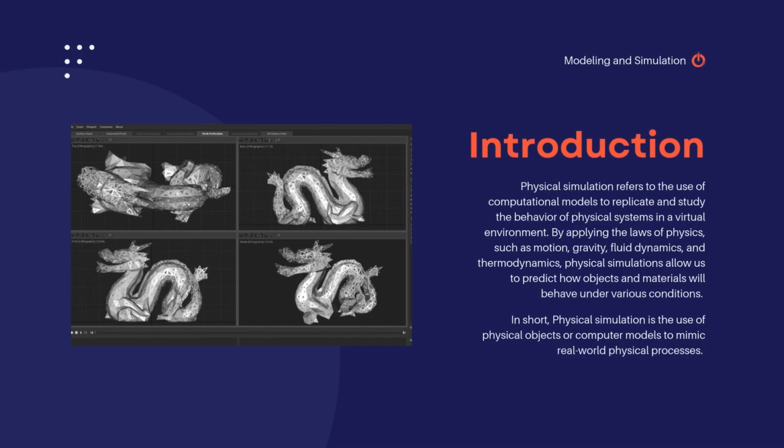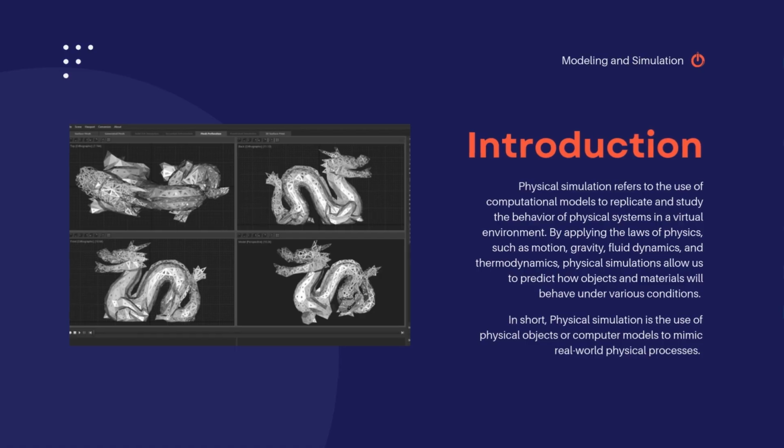Physical simulation refers to the use of computational models to replicate and study the behavior of physical systems in a virtual environment. By applying the laws of physics, such as motion, gravity, fluid dynamics, and thermodynamics, physical simulations allow us to predict how objects and materials will behave under various conditions. In short, physical simulation is the use of physical objects or computer models to mimic real-world physical processes.